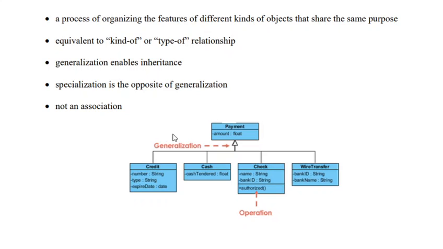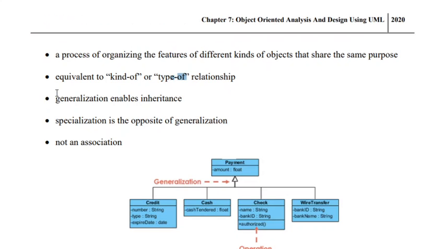Whereas the specialization relationship is interpreted in this manner. Each of the derived classes is nothing but a specialization of the base class. So the generalization specialization relationship is equivalent to a kind-of or type-of relationship, right? Pay via credit card is a type of payment. Pay via cash is a type of payment, right? Whereas payment is a generalized version of all the derived classes. So specialization is the opposite of generalization. That is what the generalization specialization relationship is.